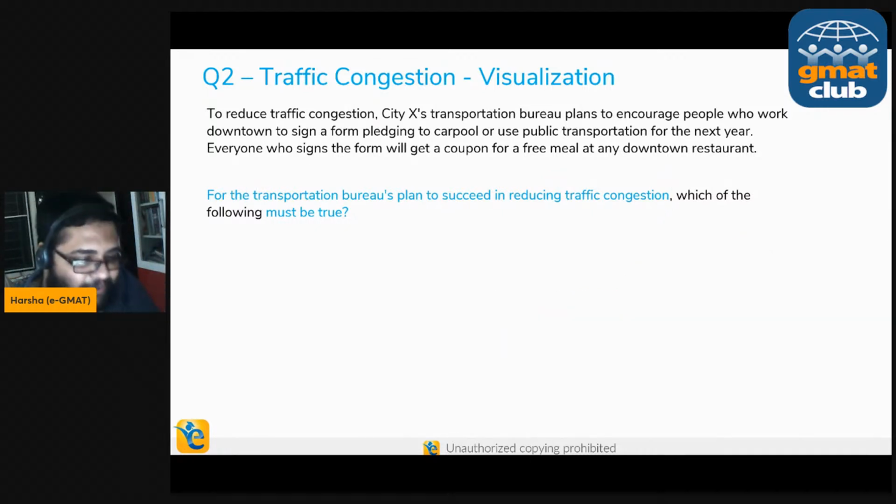Now, let's move to the next point. There is a particular plan, right? And you guys have figured out what this plan is.